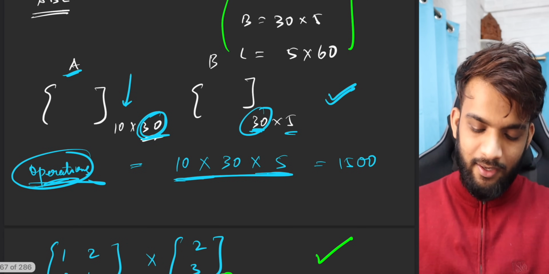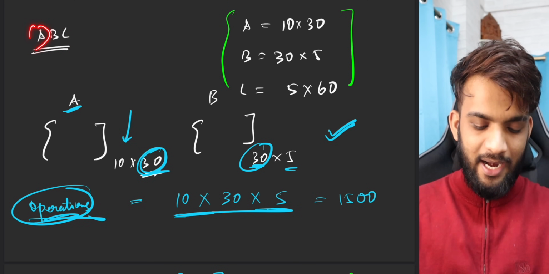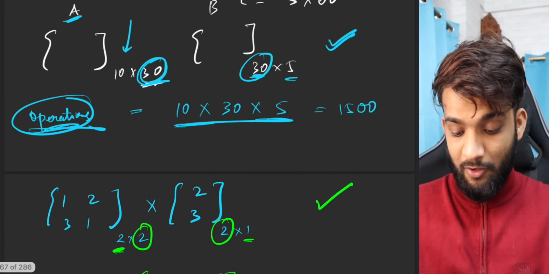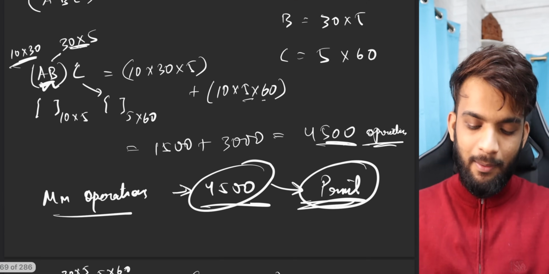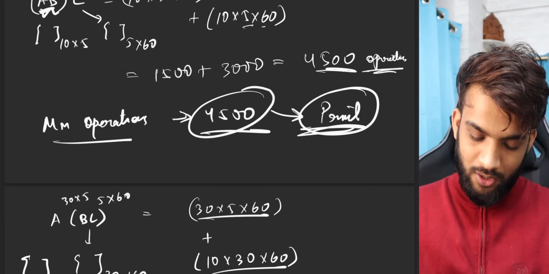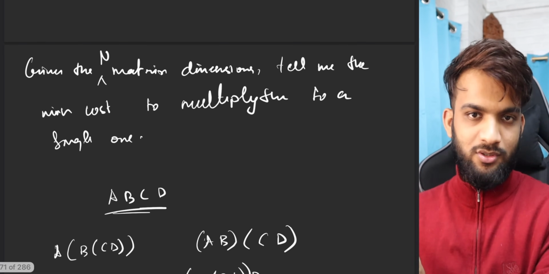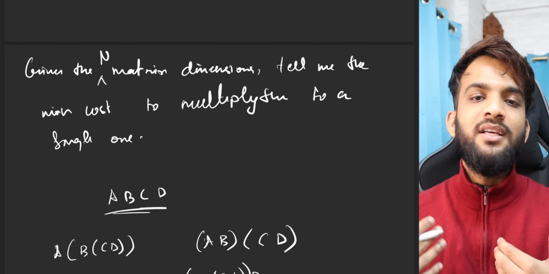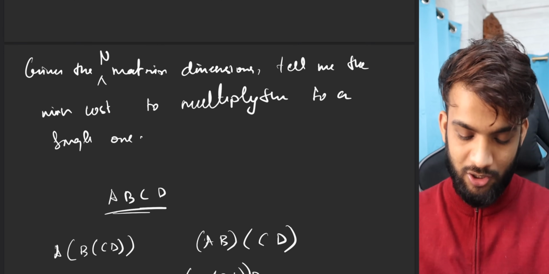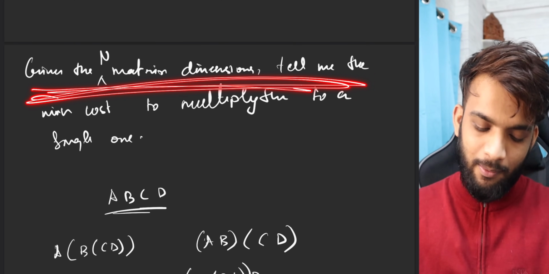Like you can multiply AB at first and then C, or you can multiply A and BC. So you have to figure out the minimum number of operations which of the patterns gives. So I said, okay, I'm going to use partition DP. Why? Because there are different patterns in which we can do it, and whenever that is the case, that's when we can apply partition DP. So we said that, given the dimensions, tell me the minimum cost.